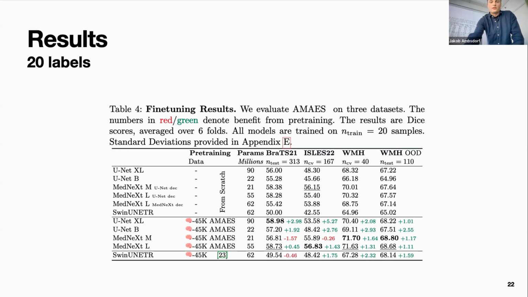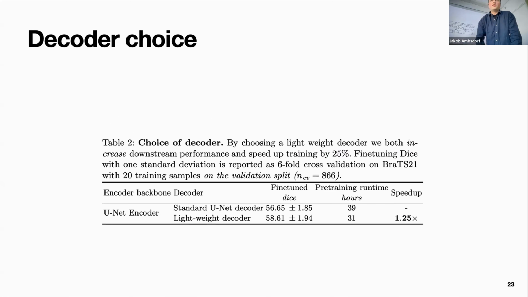And we looked into some of the choices of the pre-training. One of them was the decoder. And yes, we talked about this before. Using a lightweight decoder gives you about a 25% speed up. And it also gives you quite a bump in downstream performance. So you can get up to like 2 Dice score points improvement in this example with the UNet.